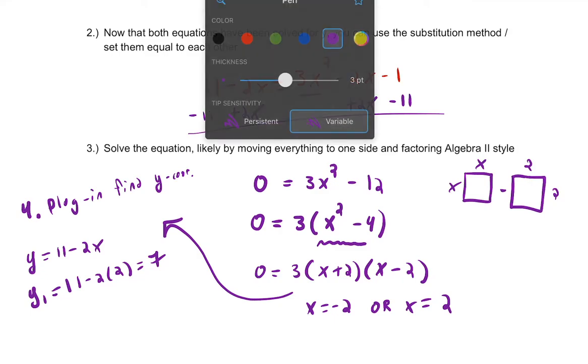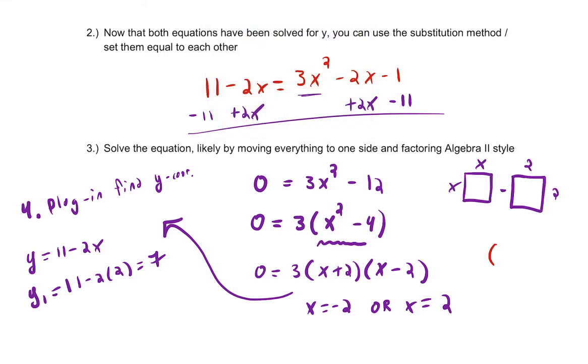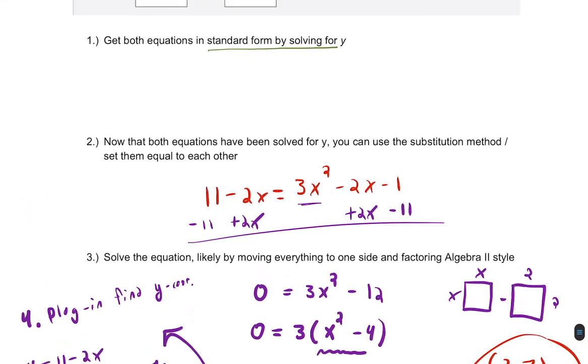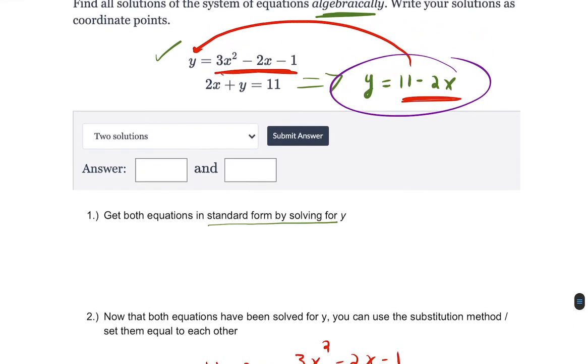So we have final answers here. One of them is 2 comma 7. Then we would do the same thing plugging in negative 2. y2 is 11 minus 2 times negative 2, or 11 plus 4, that's 15. So our other solution would be negative 2 comma 15. So these would be our two solutions. In Delta Math, you're going to enter these both as coordinate points. So you'd have 2 comma 7 and you'd have, sorry, negative 2 comma 15.